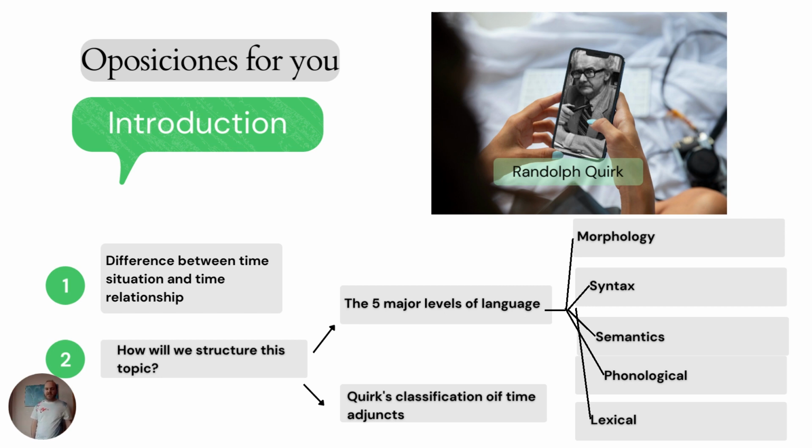As we delve deeper into the topic, we will first take a look at the 5 major levels of language: morphology, syntax, semantics, phonology, and pragmatics. We will include a very short definition of each of them.